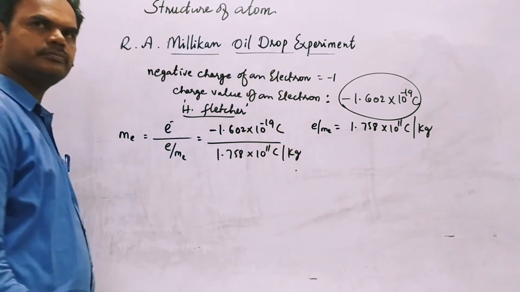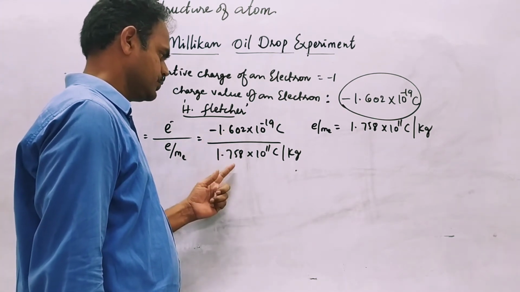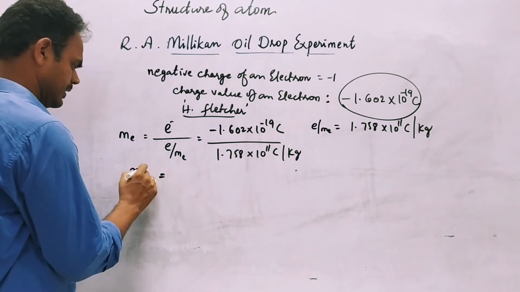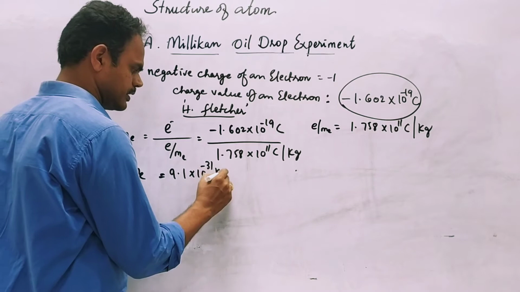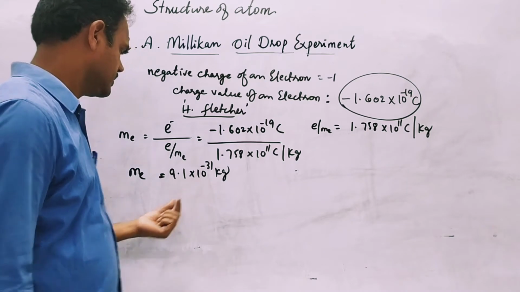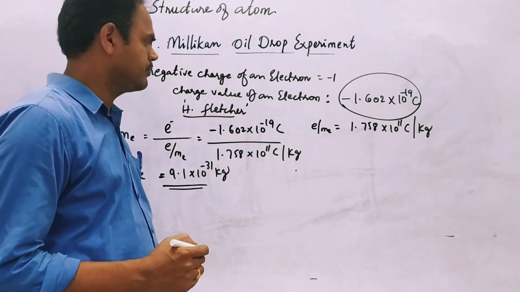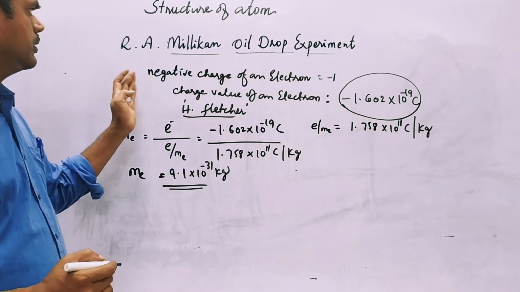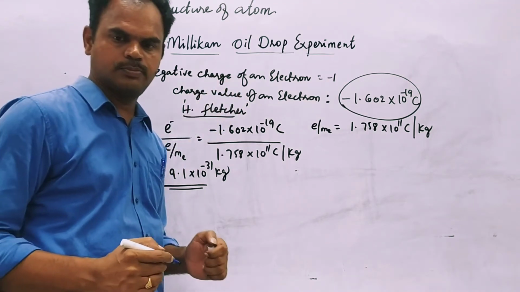If you simplify this charge to mass ratio of an electron, then you will get the mass of an electron is equal to 9.1 into 10 to the power of -31 kgs. 9.1 into 10 to the power of -31 kgs is the mass of an electron. We can calculate it if we know the charge value of an electron. So this was according to J. Thomson, the charge to mass ratio.